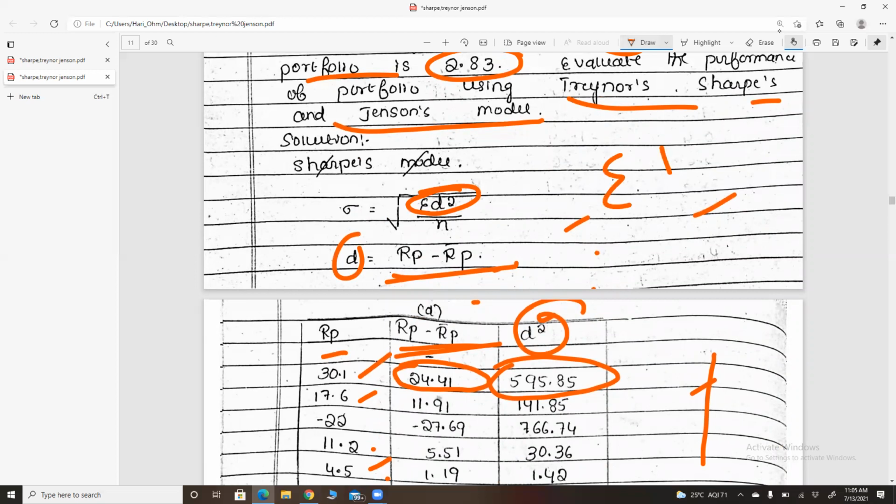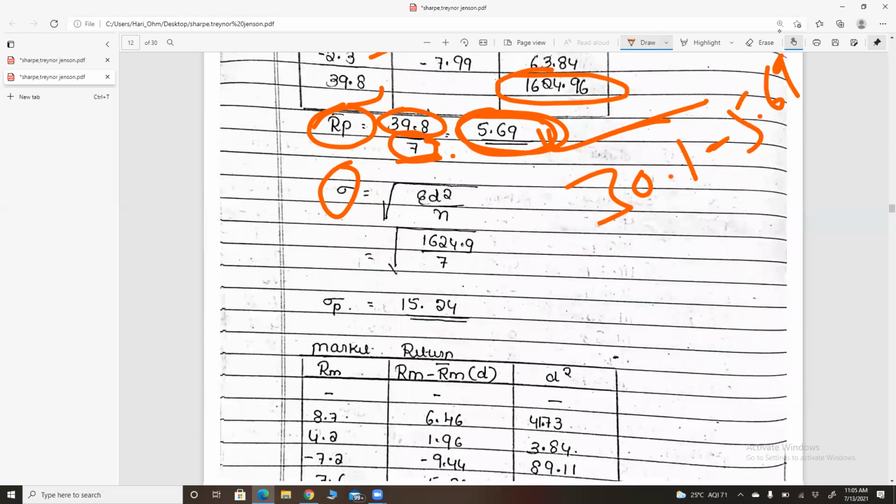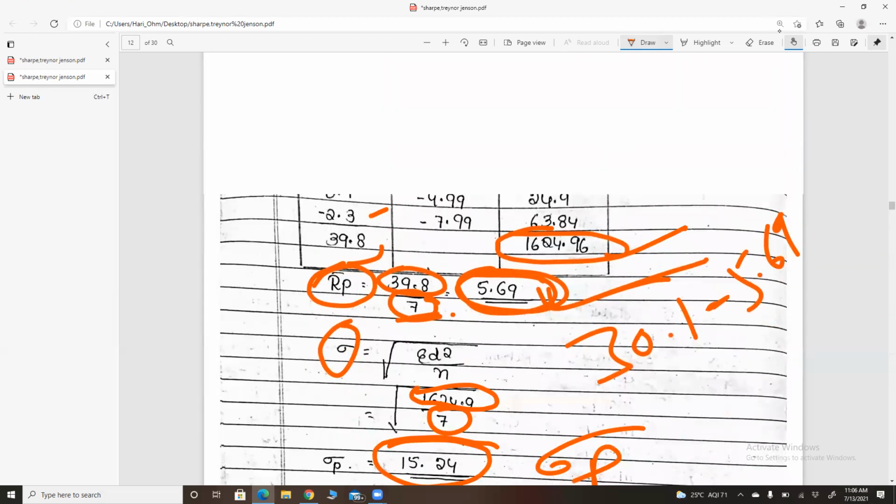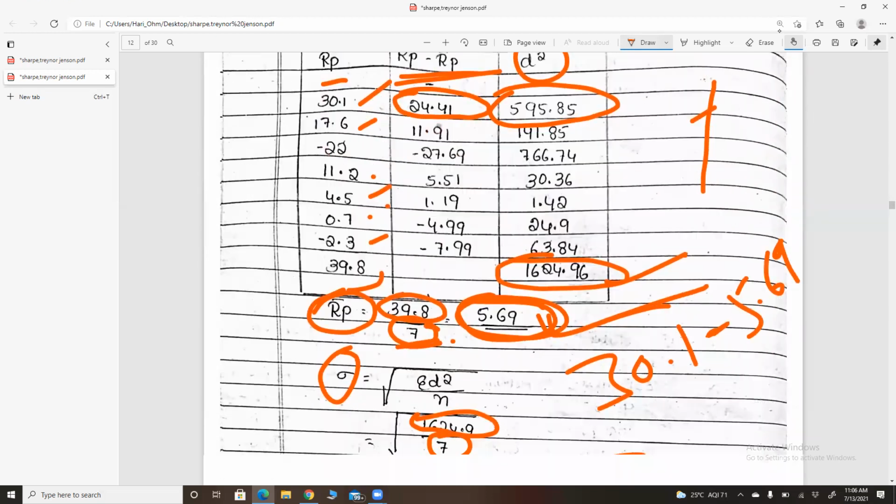Okay, summation D square. Now formula is summation D square divided by n. So 1624.9, that is the total, divided by 7. Number is 7. Hope you're clear. That is answer is 15.24. That is standard deviation. Hope you're clear. That is standard deviation of the portfolio.